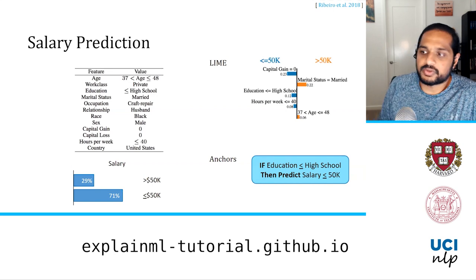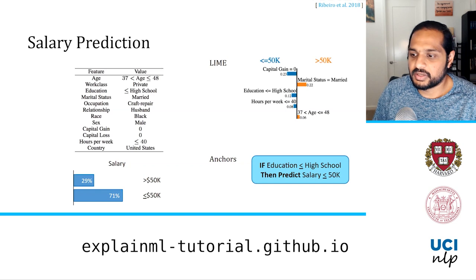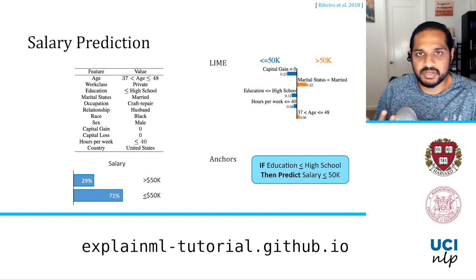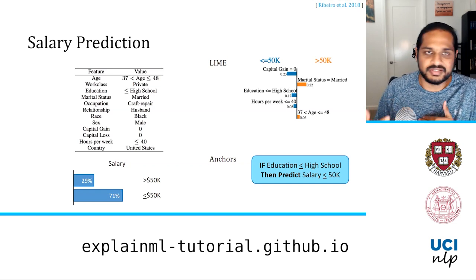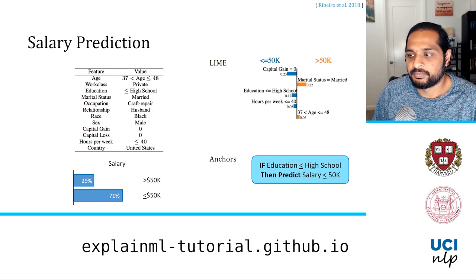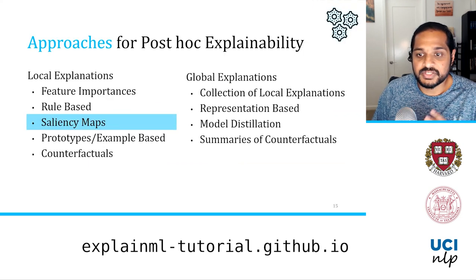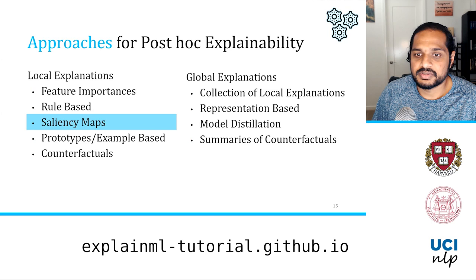So you can contrast the feature importance-based explanations and rule-based explanations here and see how they can be quite different. And it's not clear one is necessarily better than the other, but you can imagine in different situations, different ones will be better. So that brings me to the end of feature-based importance and rules-based importance based local explanations.